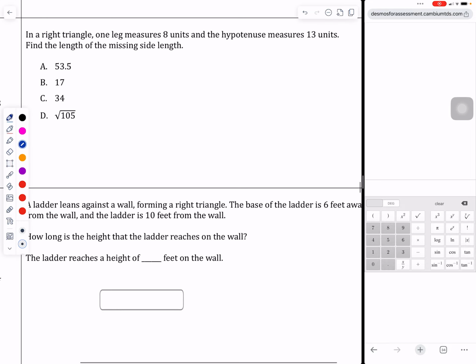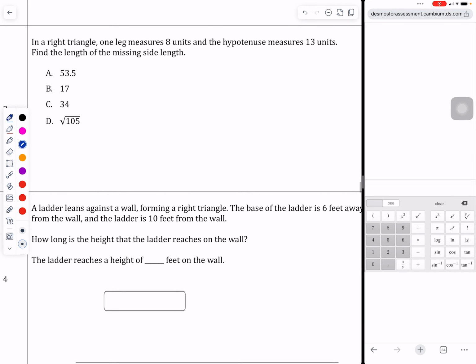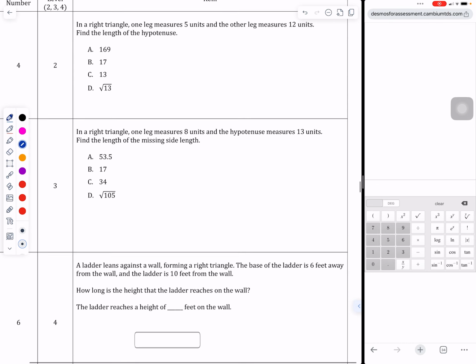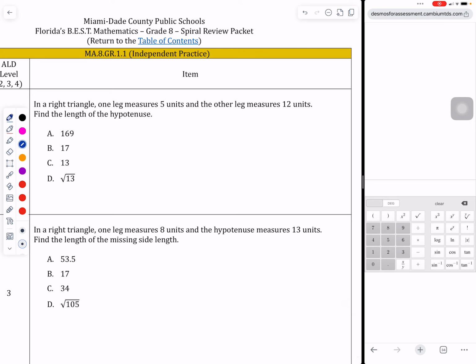Okay, let's move on and do this one. Let's go back quickly now. Let's review. A right triangle. One leg measures 5 units, the other leg measures 12 units. Find the length of this hypotenuse. This is the first problem we worked out. So easy.